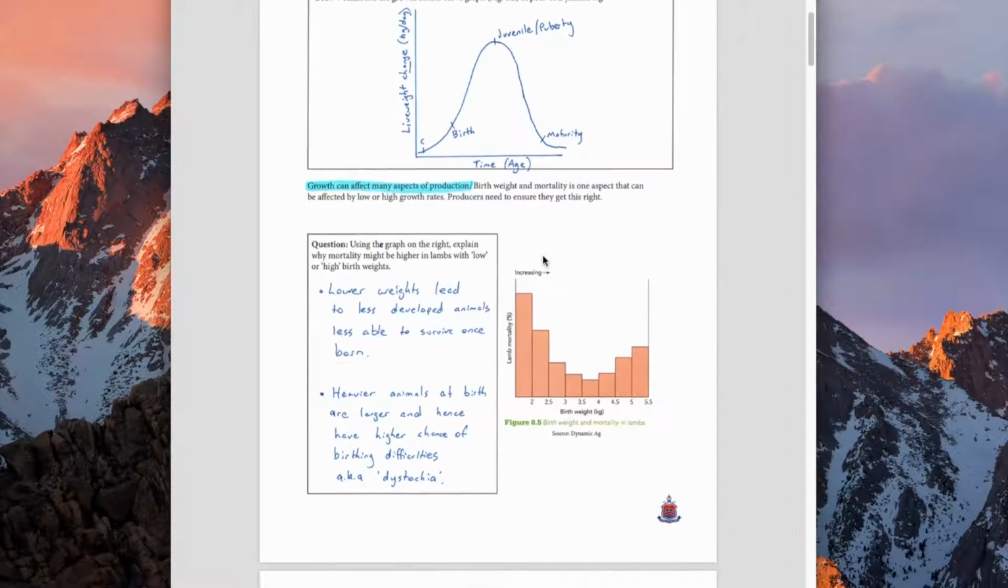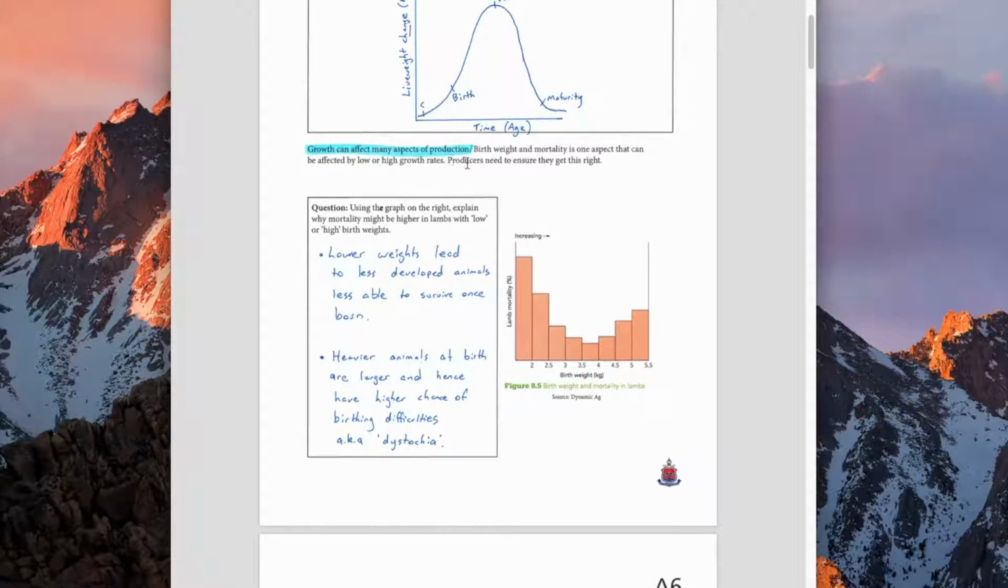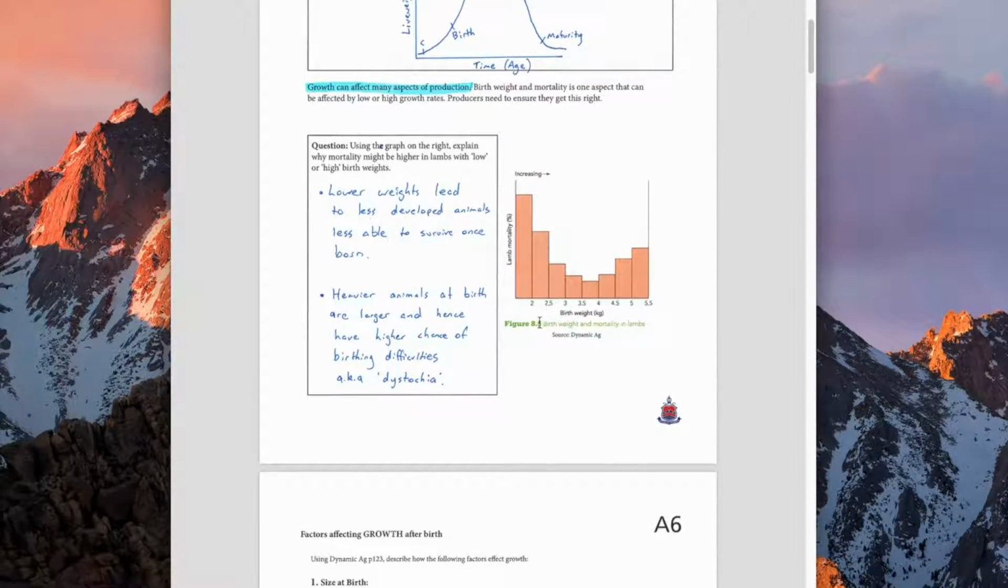Okay, so the next point is growth can affect many aspects of production. Birth weight and mortality is one aspect that can be affected by low or high growth rates. So you can see this graph here from the textbook. This is lambs and their birth weight and mortality. The ideal birth weight is between 3.5 and 4 kilos for a lamb, because you have the lowest rate of mortality. If it's lighter, it's more likely to die because the animal might not be well enough developed to survive. And then it also increases again when the animal gets larger.